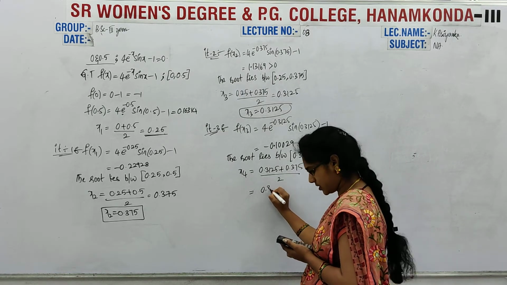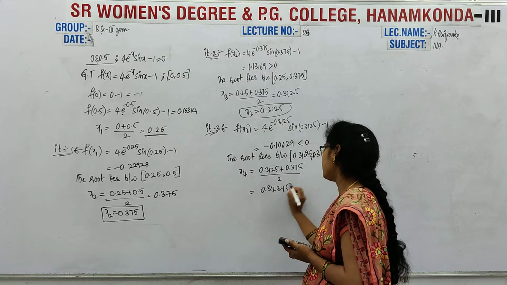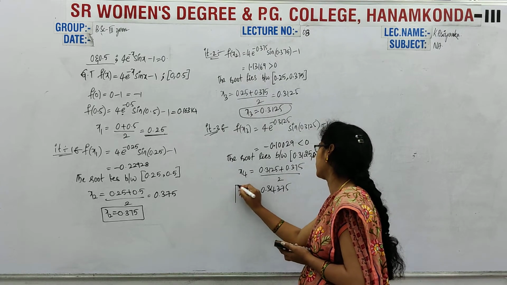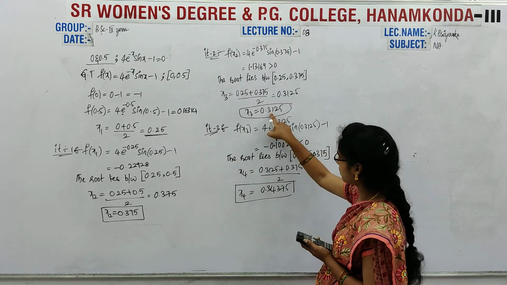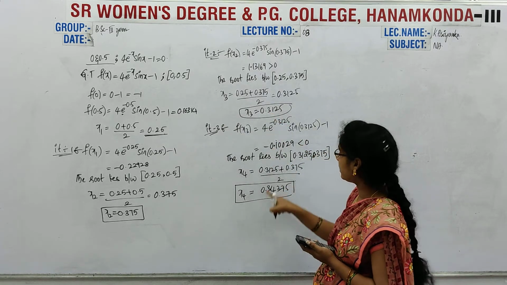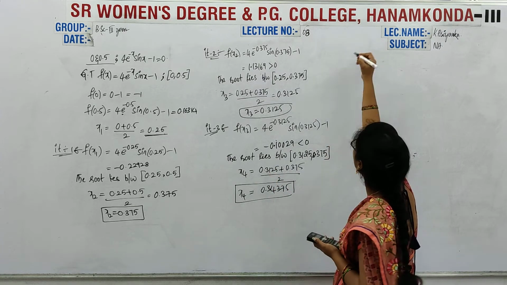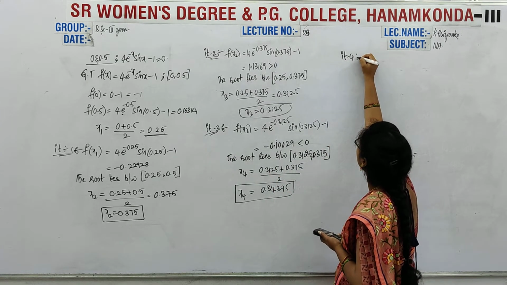Yeah, it is 0.34375. 0.x3 is 3, yes, same. But here we have 1 and here we have 4. Again we have to go for the next iteration, number 4.